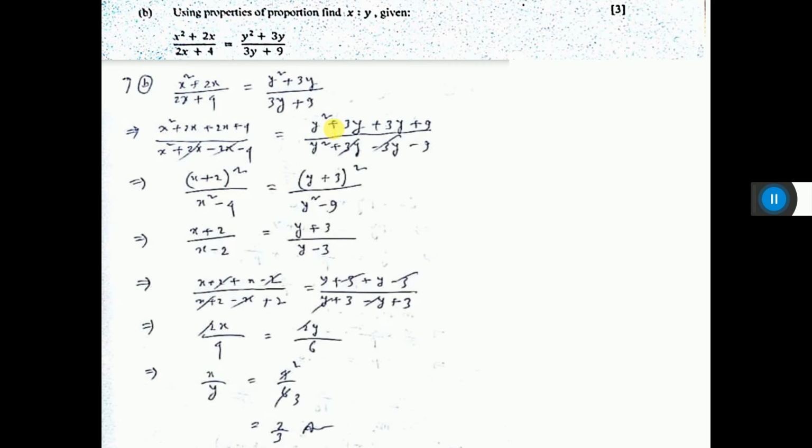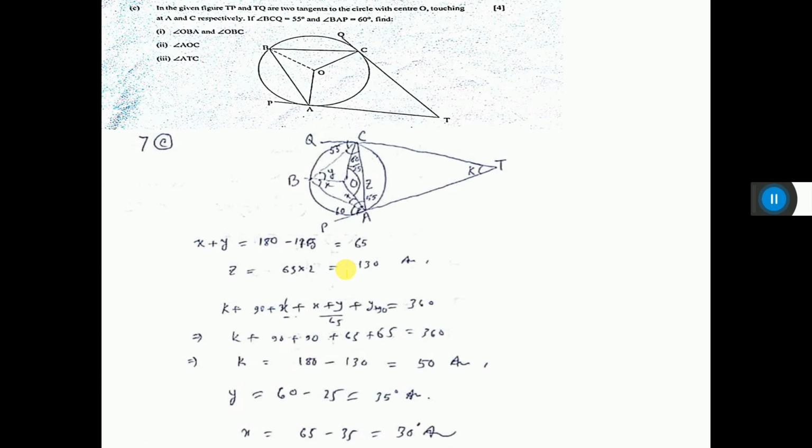Then this one, you just do componendo and dividendo here. We did componendo and dividendo here, then the answer will come. And this one also I did, you just see, I am not explaining.